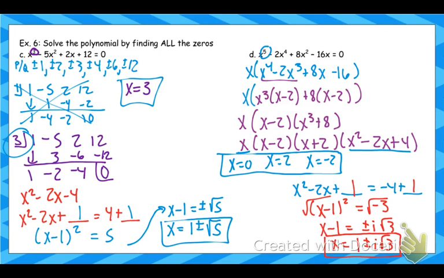So 5 total solutions, 2 of them imaginary, but I do still end up with my same total number of solutions. All right, so again, the biggest thing to take away from this, don't forget the methods that you guys have already learned for factoring and solving quadratics. It's going to save you a lot of time and you don't have to go through this P over Q process when you don't need to.